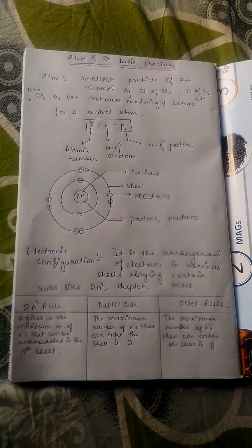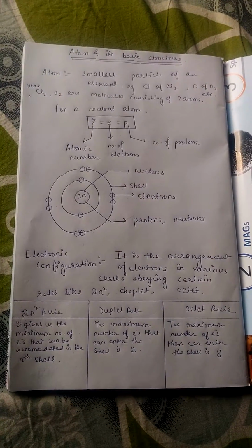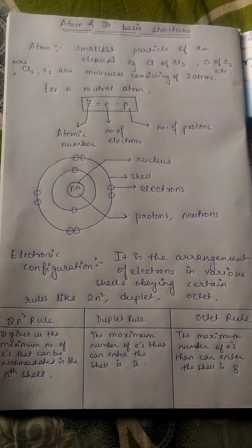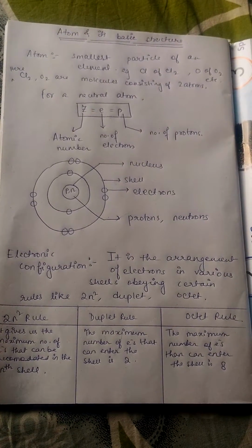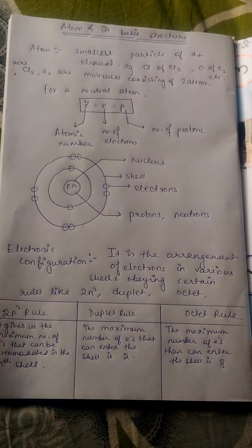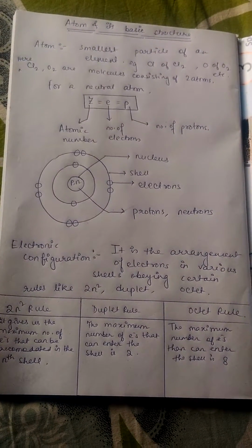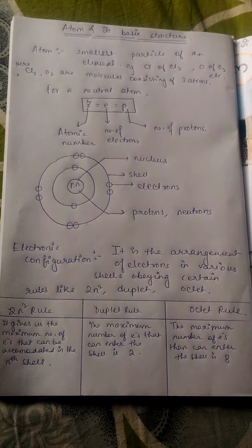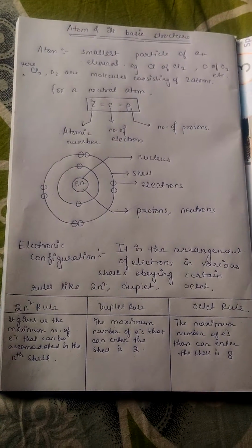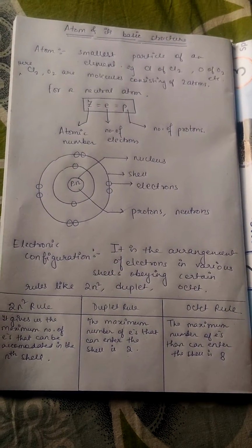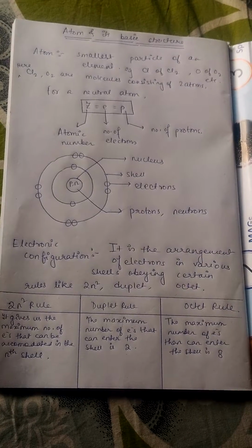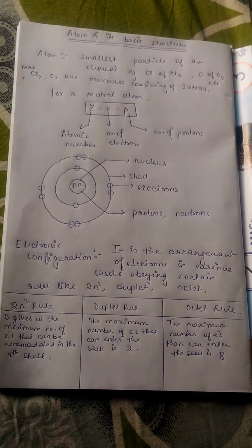Now the concept is, what is an atom, right? So what we see is basically an atom is the smallest particle of an element. Example: Cl of Cl2, O of O2, etc. Here Cl2 and O2 are molecules consisting of two atoms. Now see, Cl2 and O2, these are all diatomic, and these are basically molecules. So one molecule consists of two atoms.